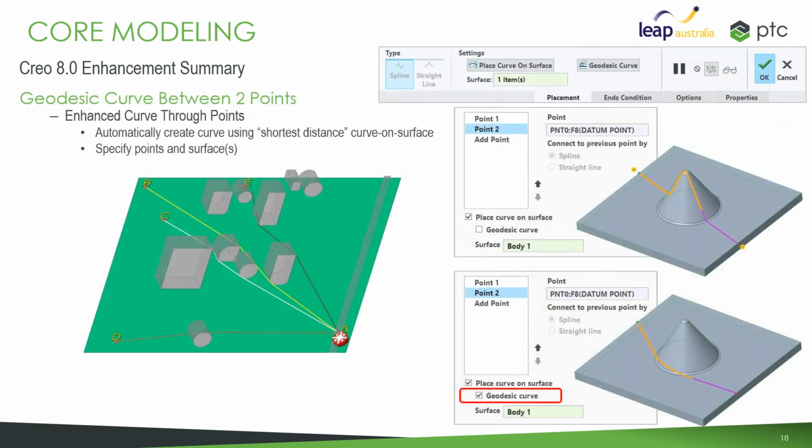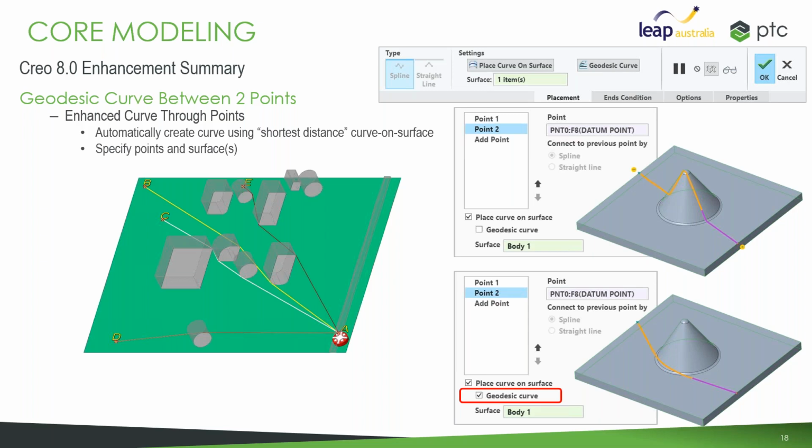Some other modeling stuff. So there's a new geodesic curve between 2 points. So this is actually, I guess, something that's come from the creepage and clearance module that's available inside Creo. It has been around since about Creo 3 days, I think it was first introduced, to help you with spark checking, air gaps and things like that.